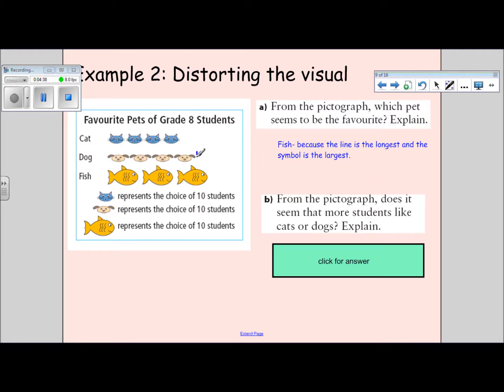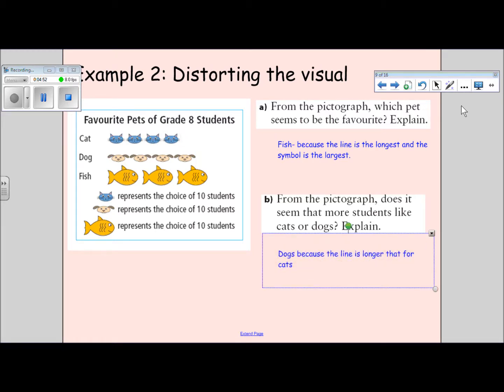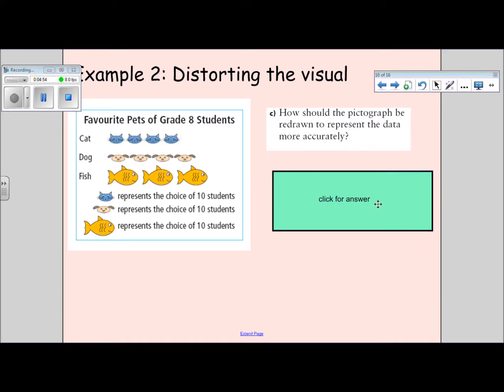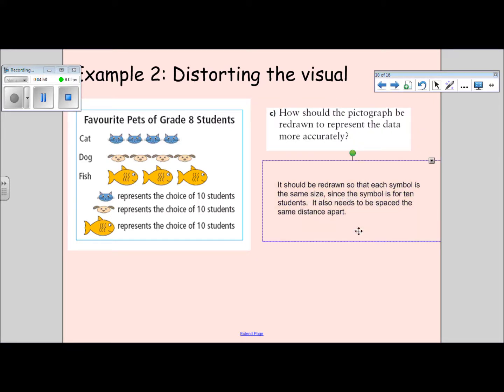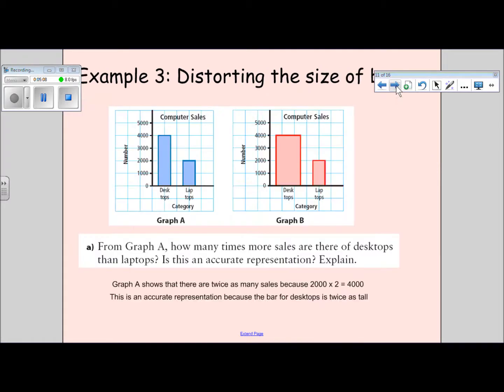Dogs come out to here, where cats only come out to about here. So based on this graph, I would have to say dogs are more likable than cats are. Because it's longer. The pictograph should be redrawn with the same size symbol so you can look at it and the length would show you which one was the most favorite.